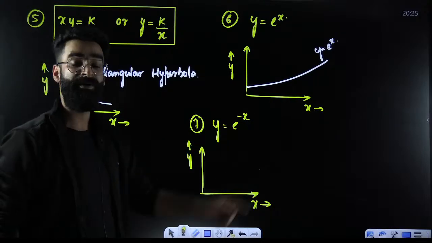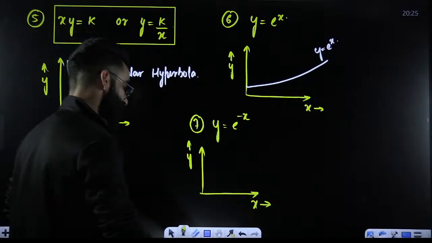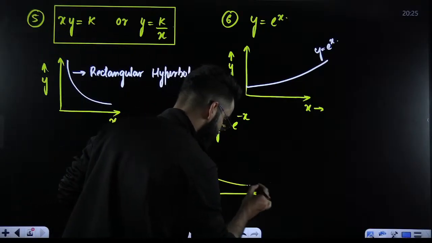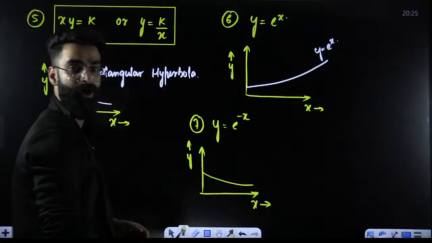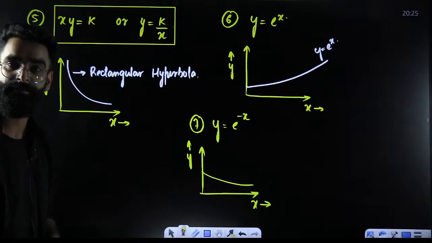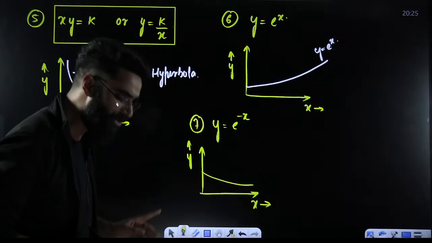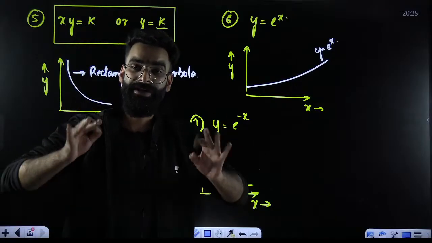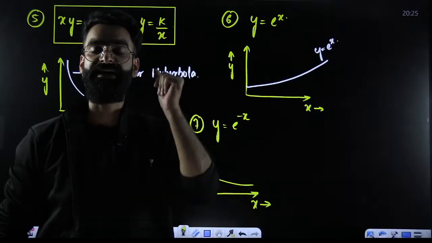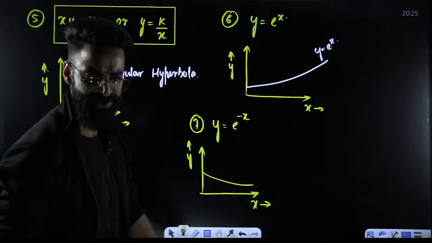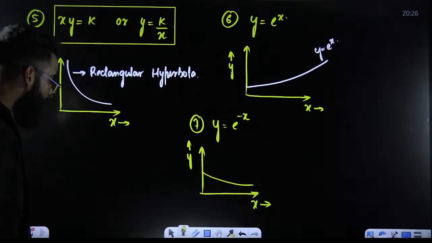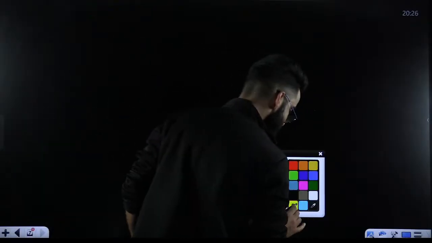Perfect. y = e^(-x) is going to be exponentially decreasing, like this. This is for y = e^(-x). So people, you just have to remember these graphs. Now let's exactly see how we can easily make the graphs in chemistry. Whatever graphs are required in chemistry, we can easily make them, one by one.